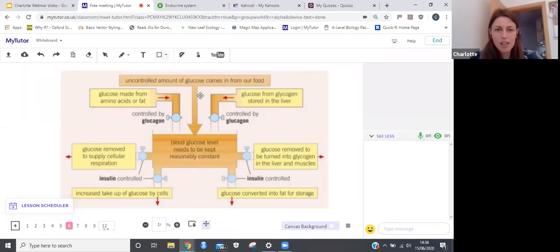So you've got lots and lots of glucose coming from food, and you can also have glucose from amino acids or fat or from glycogen stored in the liver. Both of the release of those are controlled by glucagon. So if we need to get glucose into the blood, we can release those reserves that are controlled by glucagon. If you need to get it out, you can turn on the insulin taps, which remove glucose by storing it as glycogen or using it for respiration or converting to fat for storage.